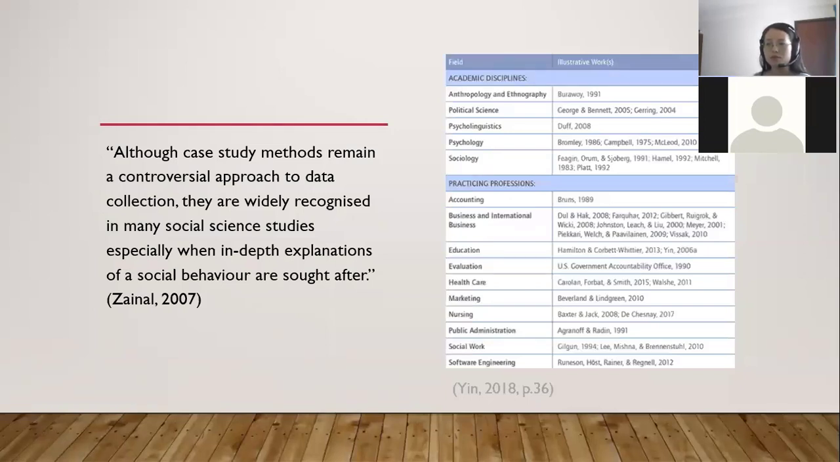Even though case study faces these kinds of arguments or conflicts among scholars, it still gained wide recognition in many social science studies. As you can see from the table on the right, there are many fields currently applying case study as a method to study their topics. That includes, for instance, political science, psychology, education, healthcare. We have some healthcare students in the group, and you can also find a lot of case studies in clinical research about different cases being reported.